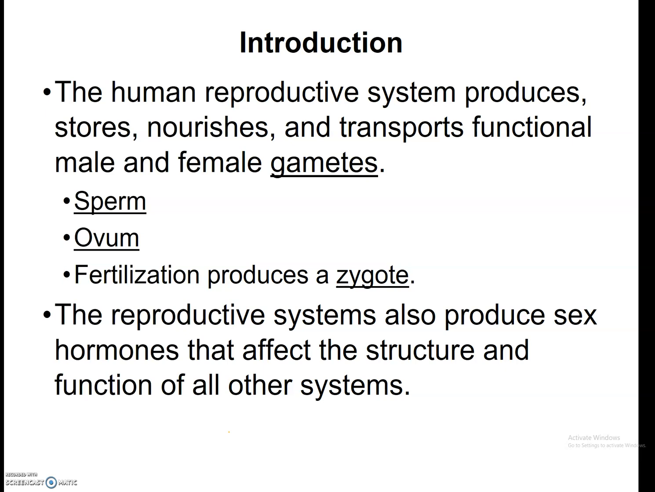The reproductive system produces sex hormones in addition, both in males and females. And what that's going to do is affect how the function and the structure of other organ systems in the body develop over the lifetime of the organism or of the person.